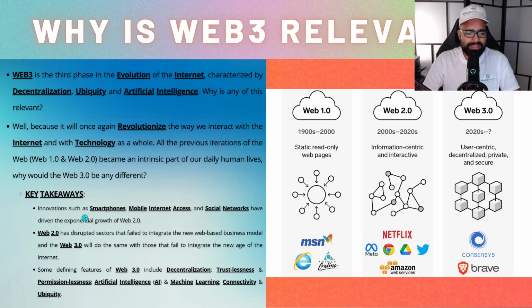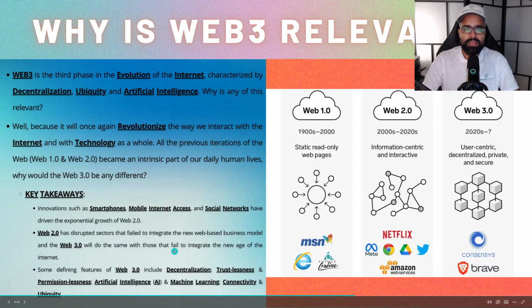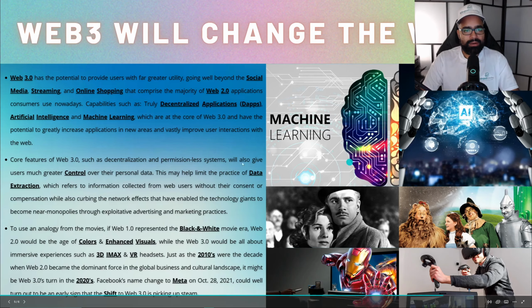So again, guys, key takeaways: innovations such as smartphones, mobile internet access, and social networks have driven the exponential growth of Web 2.0. And Web 2.0 has disrupted sectors that failed to integrate the new web-based business model, and Web 3.0 will do the same with those that fail to integrate the new age of the internet. So some defining features of Web 3.0 include decentralization, trustlessness, and permissionlessness, artificial intelligence, AI, machine learning, which is also another theme that I'm thinking about making an educational video on: what is machine learning and the impact that it'll have in the cryptocurrency space. So stay tuned for that, and then connectivity and ubiquity as well, guys.